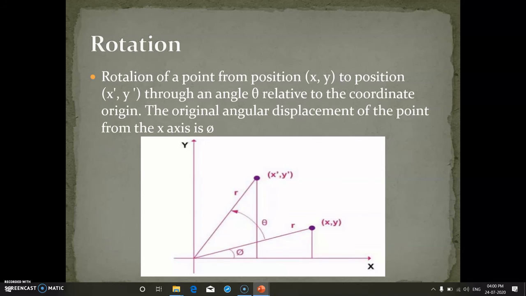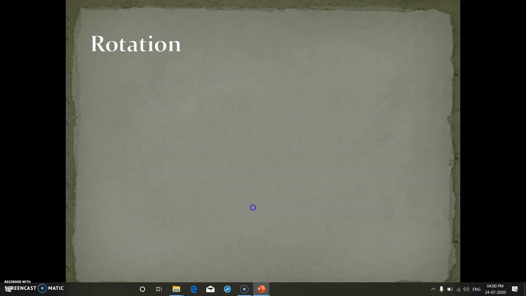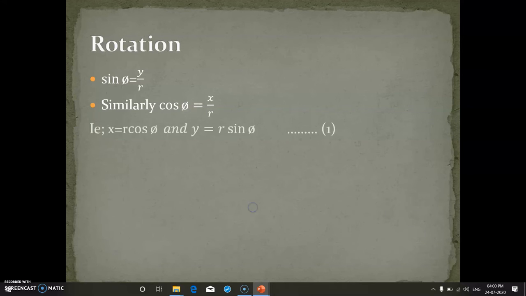So from this figure we can find out sine phi, where sine phi is equal to y by r. Similarly, cos phi is equal to x by r. From these equations, we can find out the values of x and y, that is, x is equal to r cos phi and y is equal to r sine phi, which is marked as equation 1.